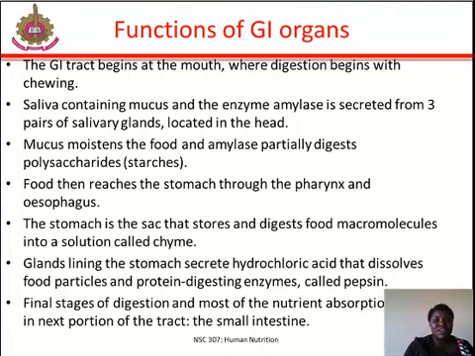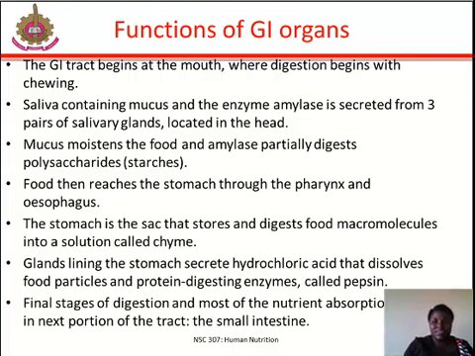The gastrointestinal tract begins at the mouth, where digestion begins with chewing. Saliva contains mucus. The enzyme amylase is secreted from 3 pairs of salivary glands, which are located in the head. The mucus moistens the food, and amylase partially digests polysaccharides, which are starches. Food then reaches the stomach through the pharynx and the esophagus.